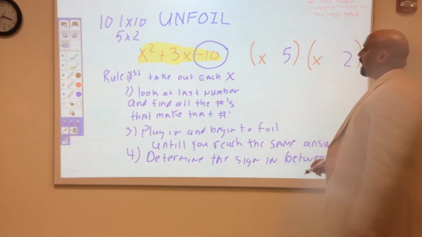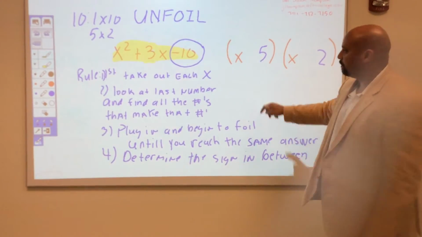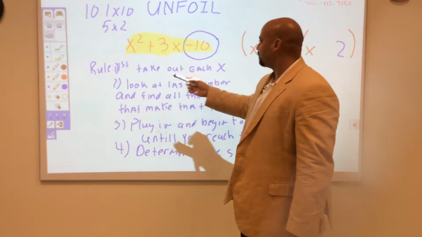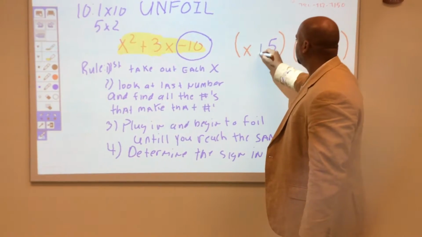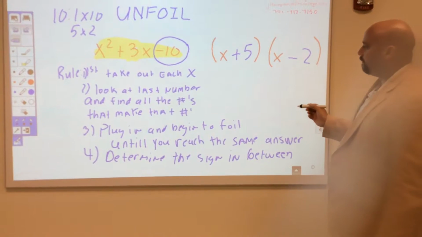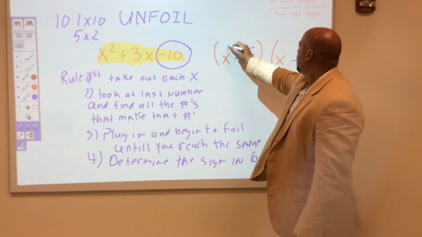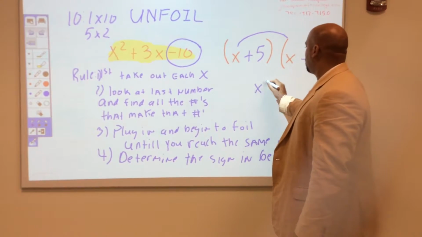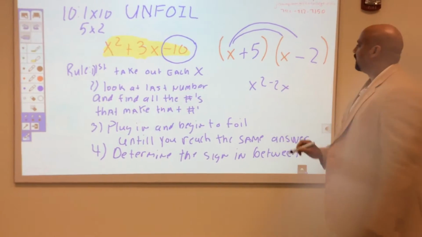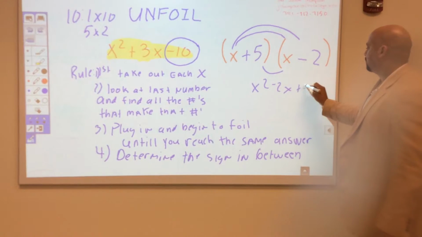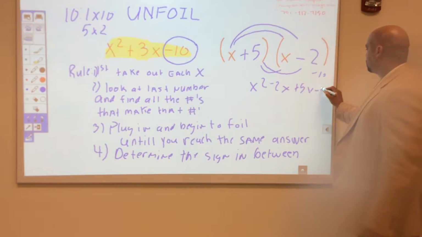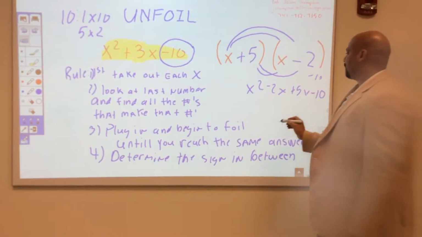And now I need to determine what signs I'm going to put. Well, on this x here, it has to be positive. So I'm going to make the higher number positive and the smaller number negative. And I'm going to FOIL out again and see if it works. So x times x is x squared. x times -2 is -2x. And then plus 5x. And then 5 times 2 is -10. Minus 10.